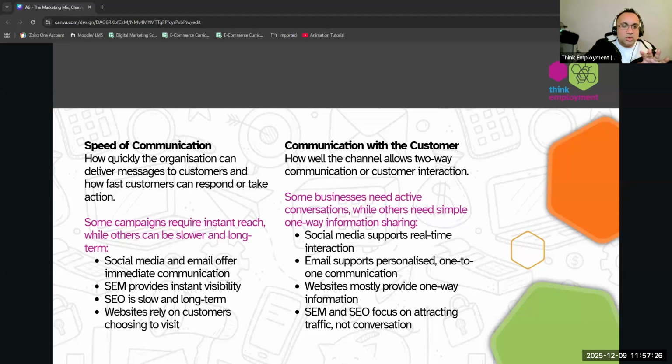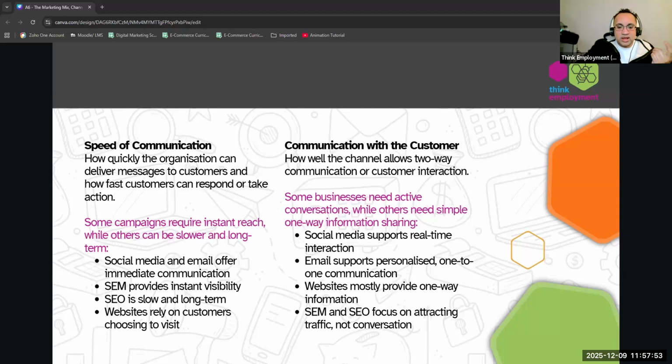So we're looking at all of this speed of communication, social media, live videos. That's the way to go. When you're looking at communication with the customer, social media supports real-time interaction. Again, during comments, you can interact directly. Email supports personalized one-to-one communication on a professional level. Could be support, could be help, could be after sale.